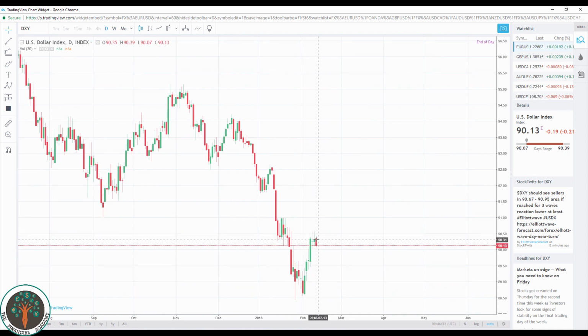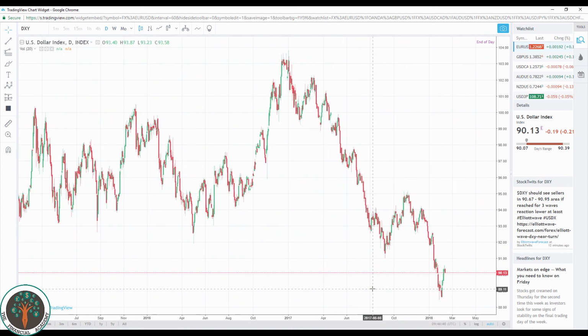So right now, we do see a bit of a potential for the dollar to gain additional strength and later on to return to the continuance of a downtrend movement in this specific structure.